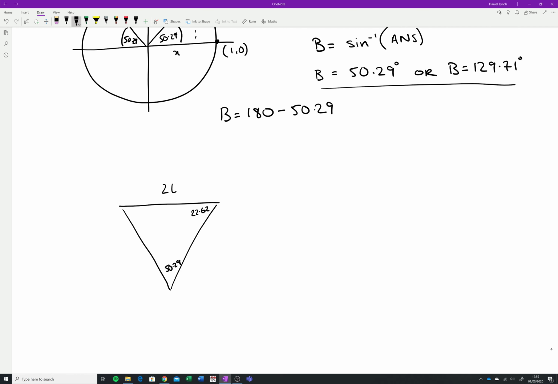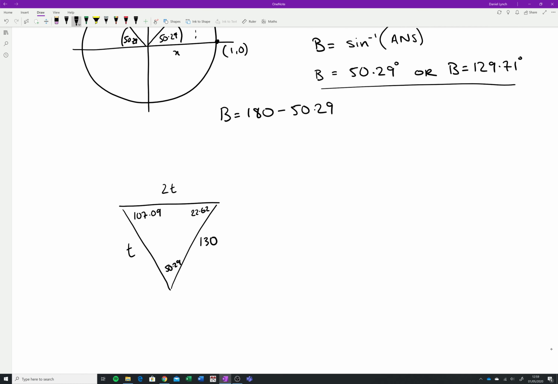The top bit, as I recall, was 2t. This bit was t. This was 130. Maybe I can't remember it. Okay, and then the question just becomes, what's this angle here? So we can work that out. Just 180 minus the 50.29 minus the 22.62. Okay, so this comes out to be 107.09. And now look at this, we are ready to go.